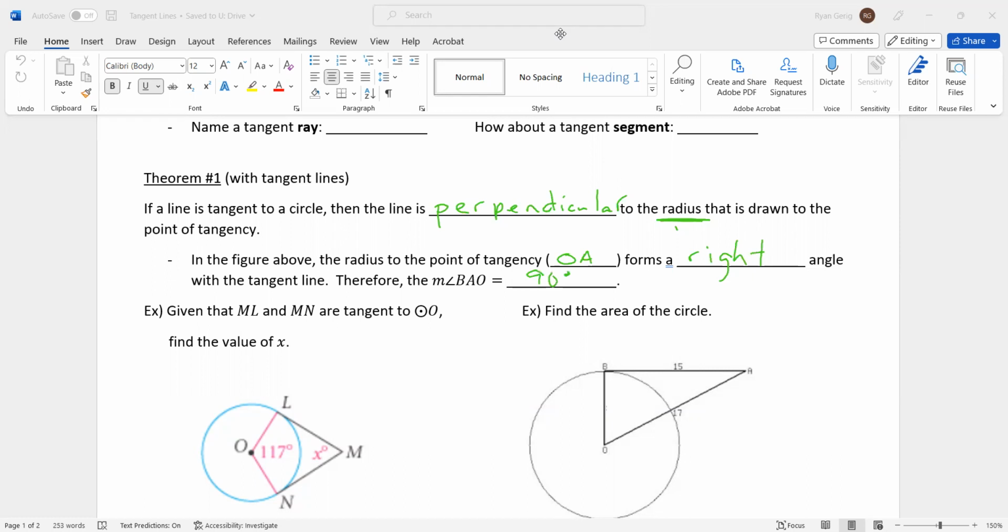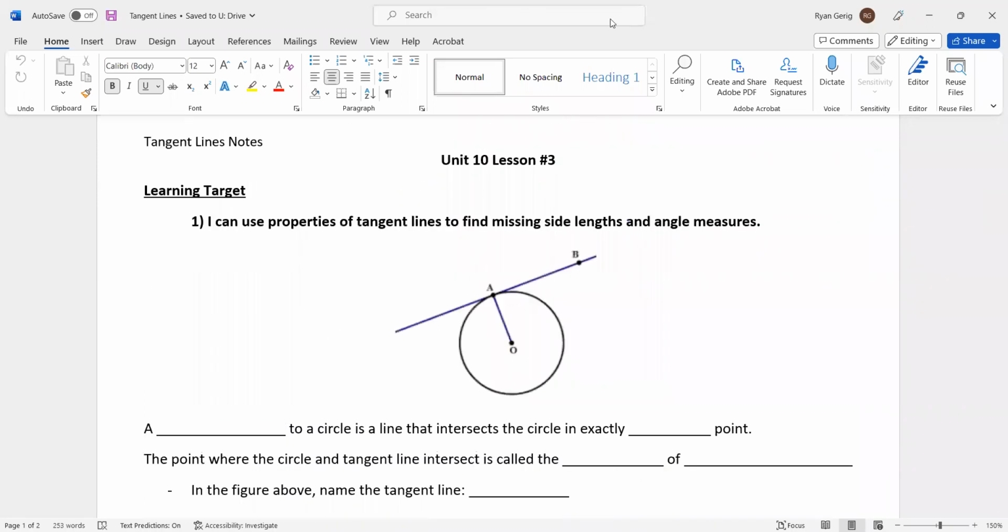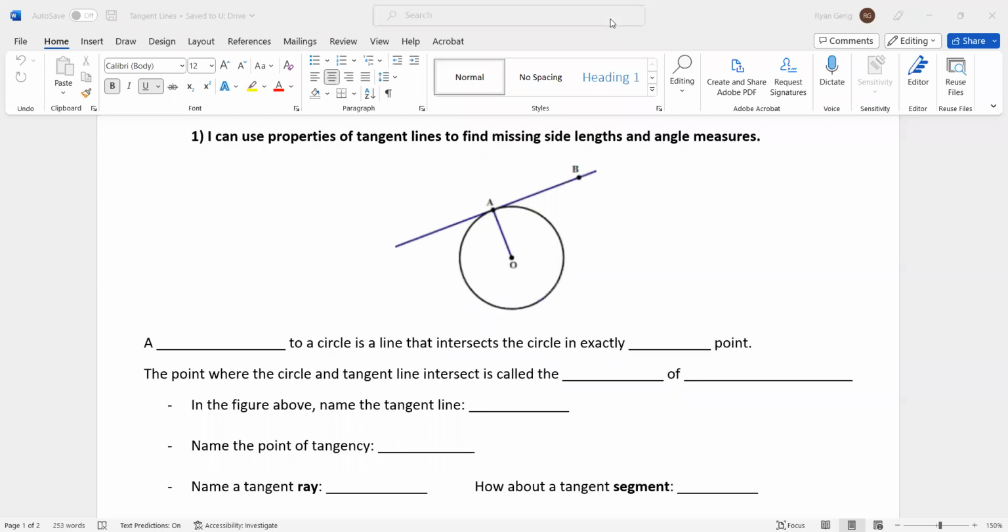So let's go up there real quick just to point that out. So I said in this picture, the radius to the point of tangency, so O to A, forms a right angle with the tangent line. So that angle is 90.